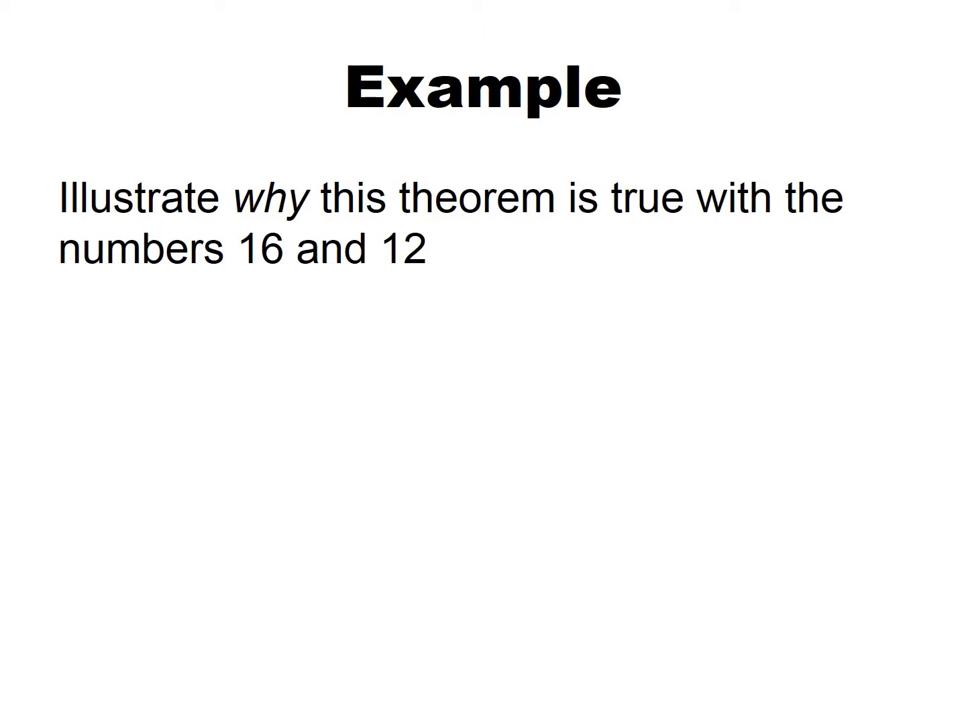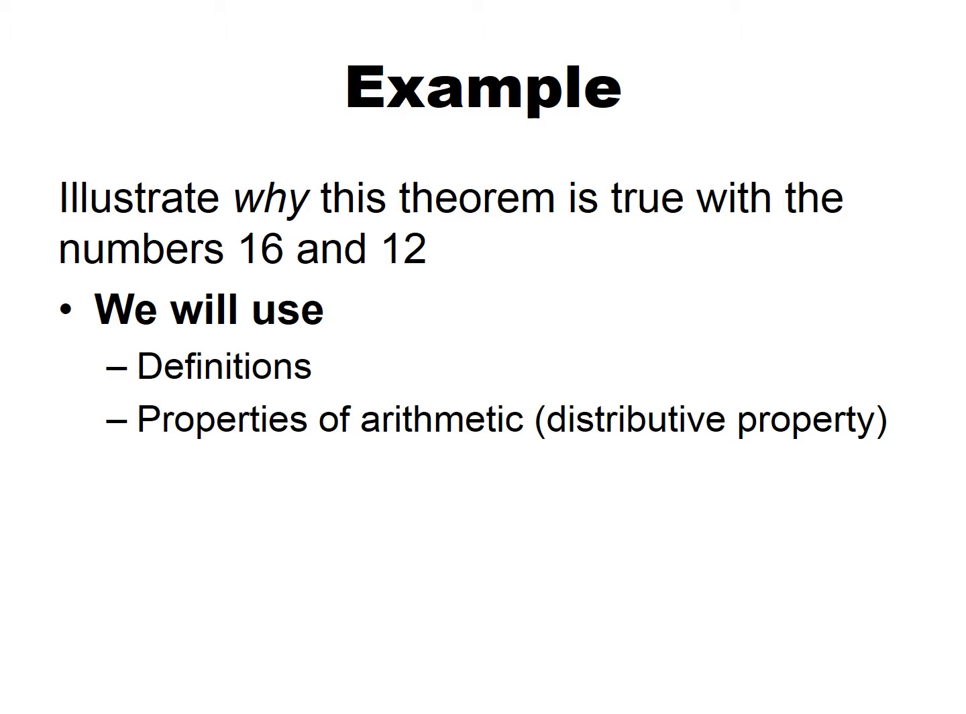So let's illustrate why this theorem is true with the numbers 16 and 12. So 16 and 12 are both even numbers. We are going to add them together and show that we get an even number. And our explanation is going to help illustrate why this is true. And so when we do this, we're going to use two things. First, definitions, specifically the definition of even numbers. And then second, we're going to use properties of arithmetic, and specifically the distributive property. We could use other properties like the commutative property or associative property, but we're going to use mostly the distributive property here.